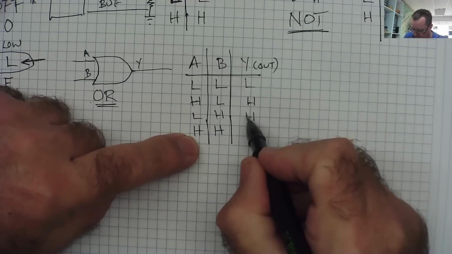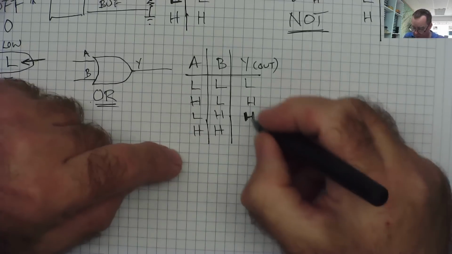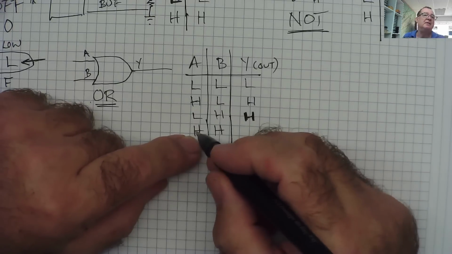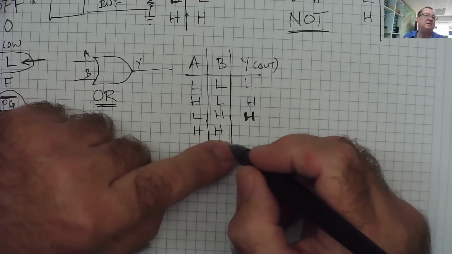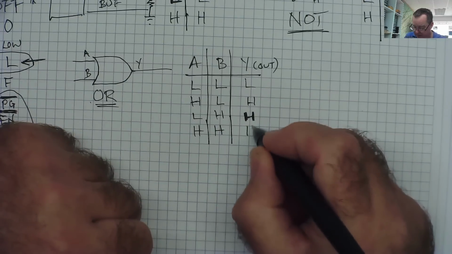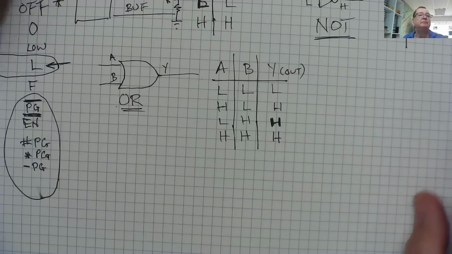What about this one? What do you think, guys? What do you think will happen if they're both high? Well, in an OR gate, is this high? Yes. Or is this high? Yes. They're both true. They're both high. Yeah. So the output is high. That is an OR gate.